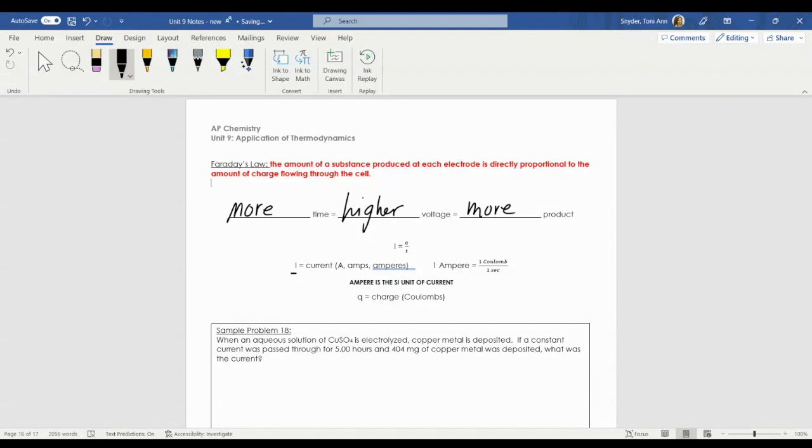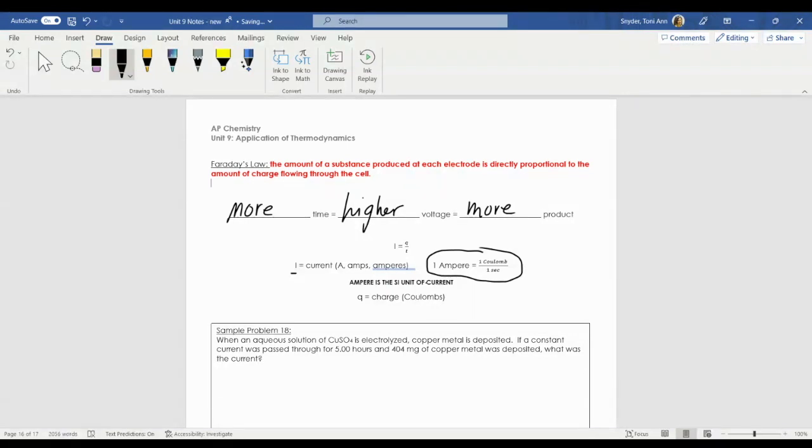You'll see it usually denoted as a capital letter A. Sometimes you'll see it written as amps. Sometimes you'll see it written as amperes. And we have to remember that an ampere has units of 1 coulomb per 1 second. Okay, 1 coulomb per 1 second. This is important for us to know. And Q is the charge, which is in units of coulombs.